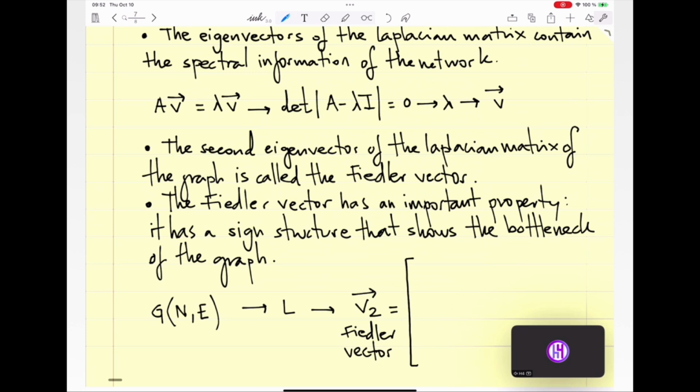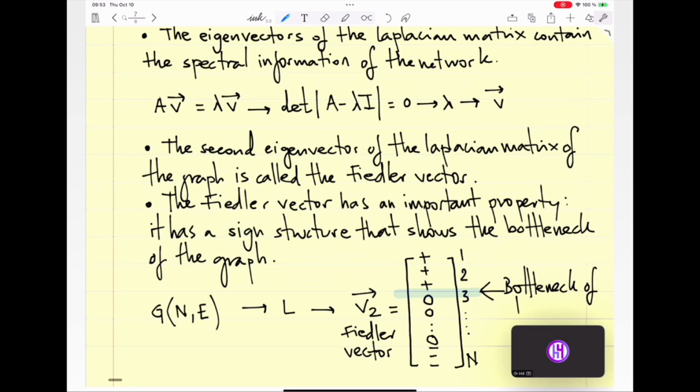If you order the nodes 1, 2, 3, to, I don't know, n. The nodes are ordered like this. At some point you will find some zeros, and if you continue, at some point you will find some minus values. The first node in which you find the 0 is the bottleneck of the graph. So the first 0 that you find is the bottleneck of your graph.